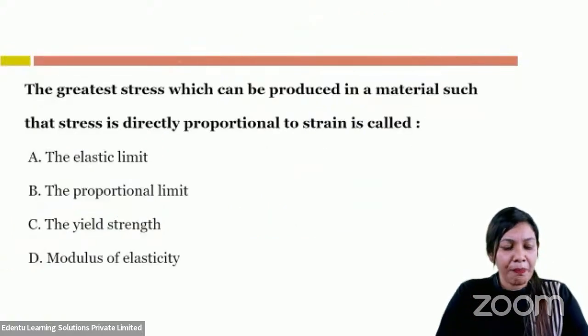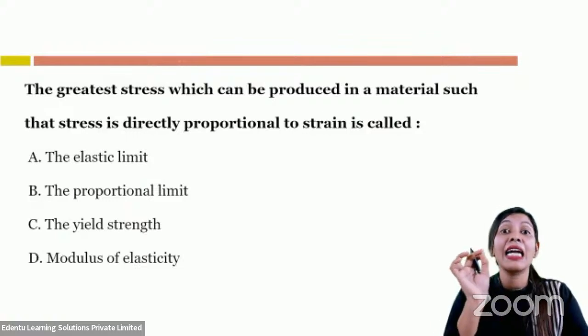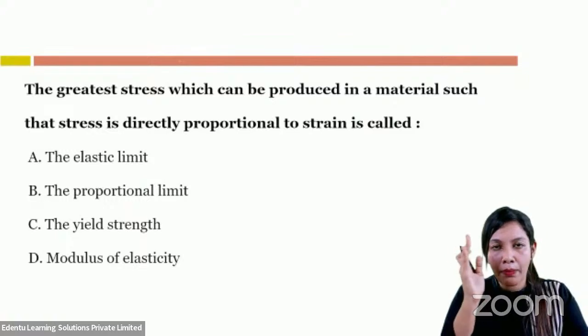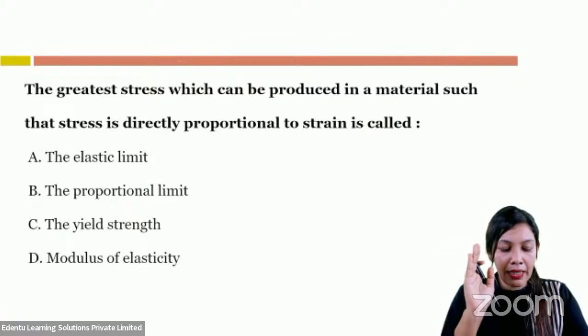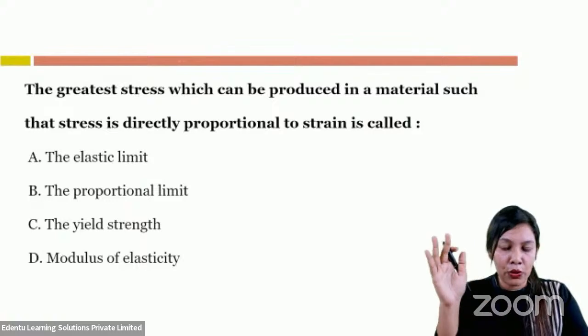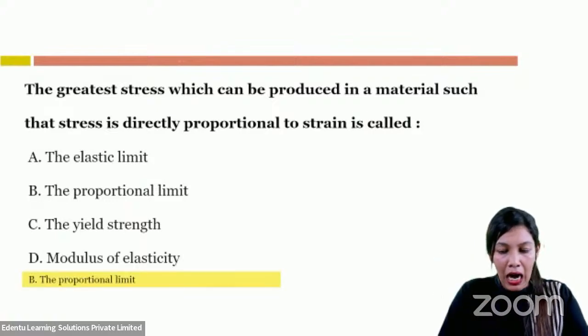Next question: the greatest stress which can be produced in a material such that the stress is directly proportional. Directly proportional means we have one thing only, the proportional limit. So the proportional limit is the answer.